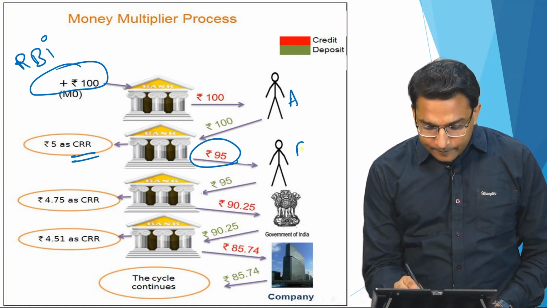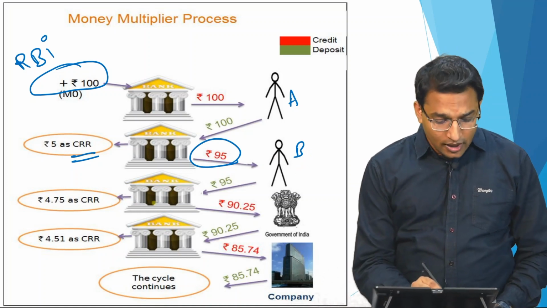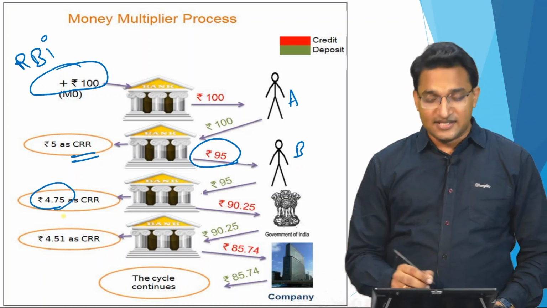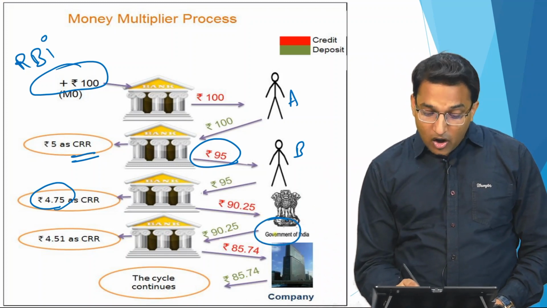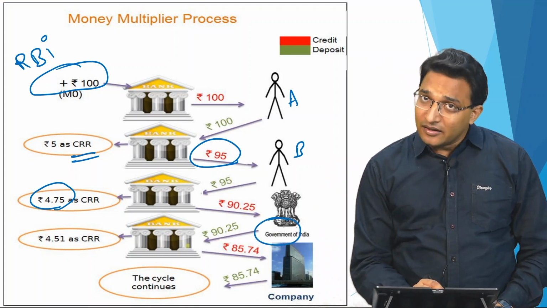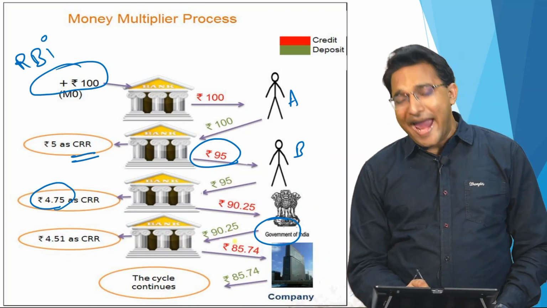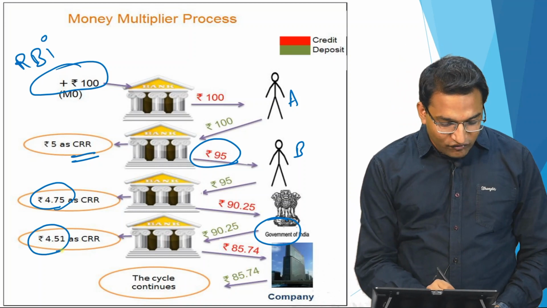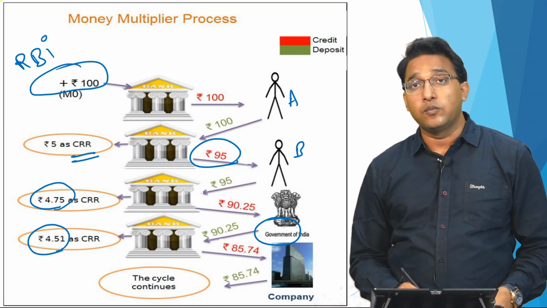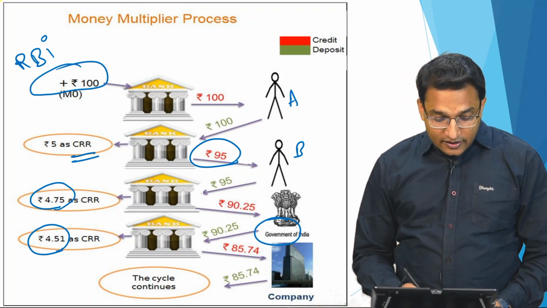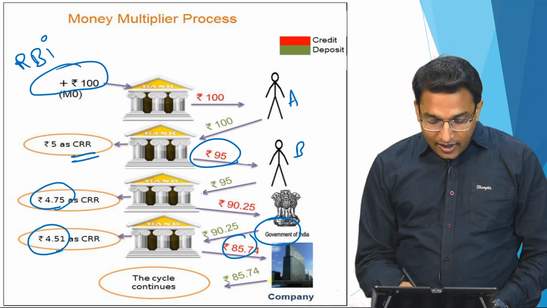95 is given to Mr. B. 95 rupees of Mr. B gets back to the bank. Now again the bank keeps 5% as CRR and gives a loan to the Government of India. The Government of India has its account in the bank, so again 90.25 rupees comes to the bank, and now again 4.5 rupees, that is 5% of the 90.25, is kept by the bank with itself, and 85 rupees is given to the company.